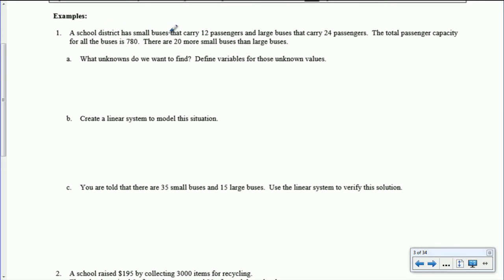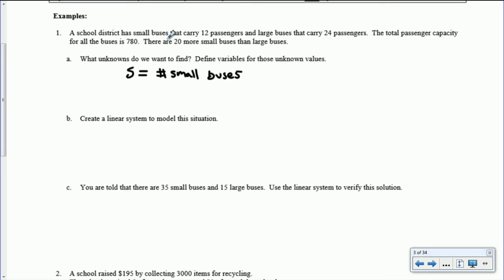A school district has small buses that carry 12 passengers and large buses that carry 24 passengers. The total passenger capacity for all the buses is 780. There are 20 more small buses than large buses. So it doesn't ask anything in particular yet, but there's small buses and large buses. So I guess something we could do here is just pick a variable. We can maybe call it S, the number of small buses, because there are 20 more small buses than large buses.